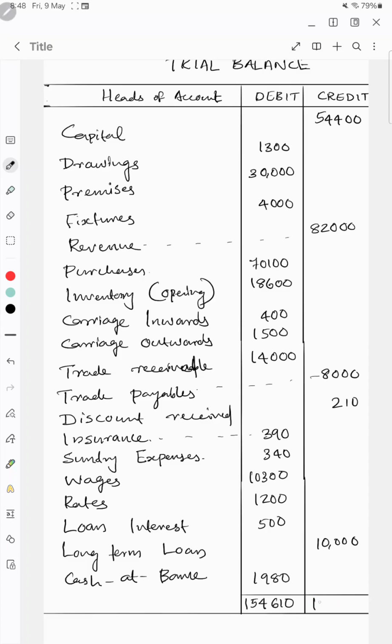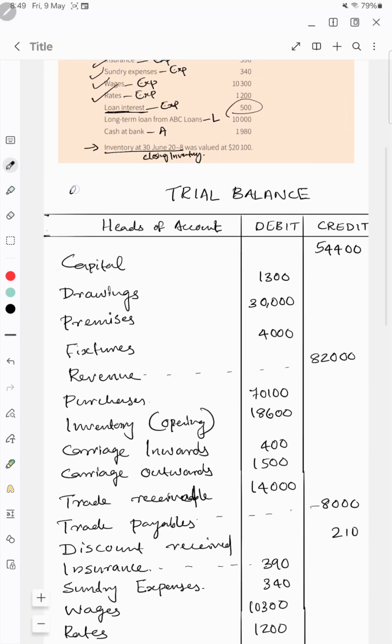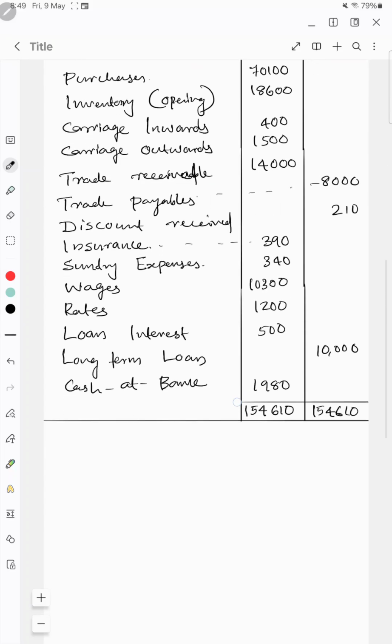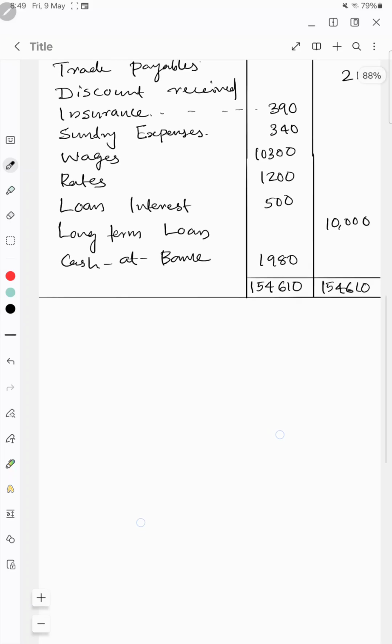1,54,000 same. See here, 1,54,610. So both sides are equal. Now we can prepare the second. This is A. Okay, question A. Second one is preparation of income statement.